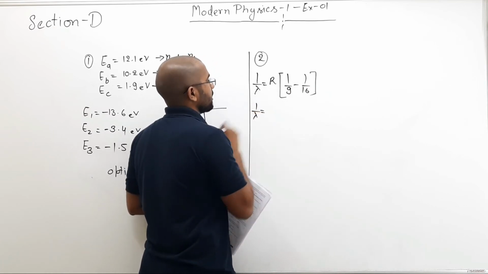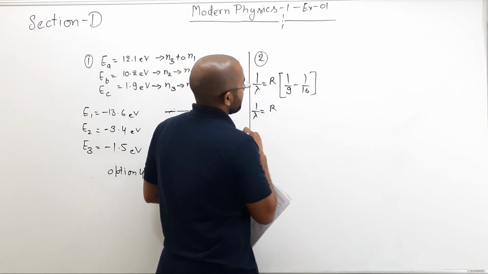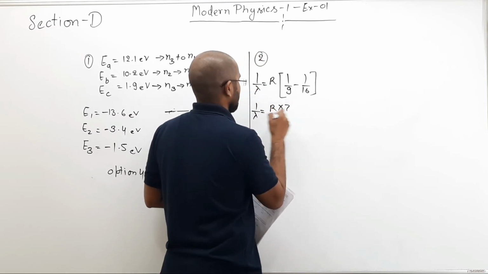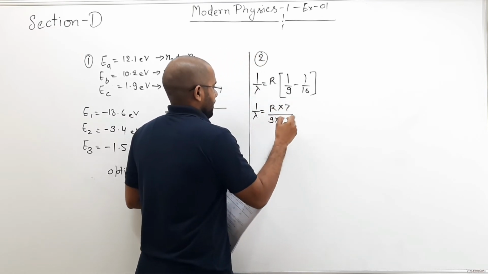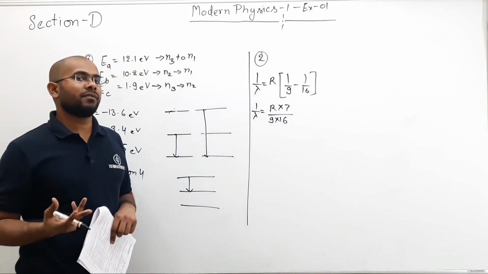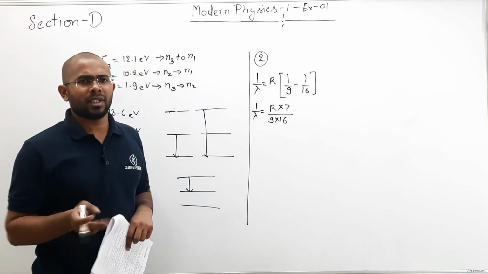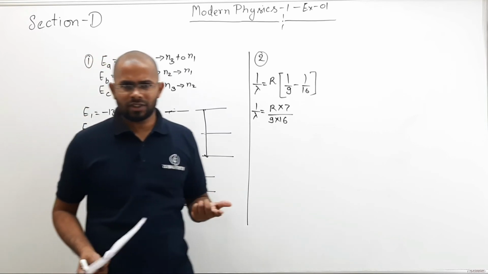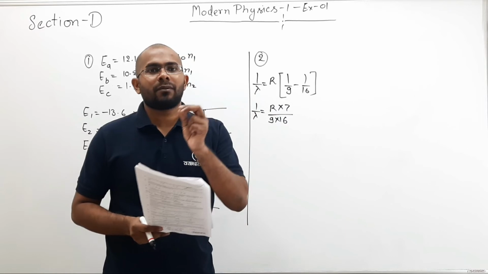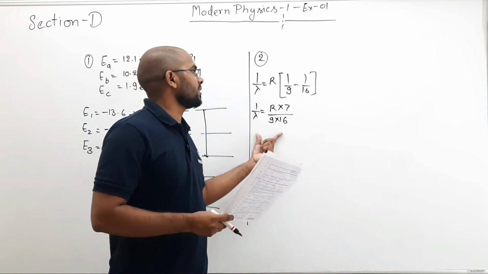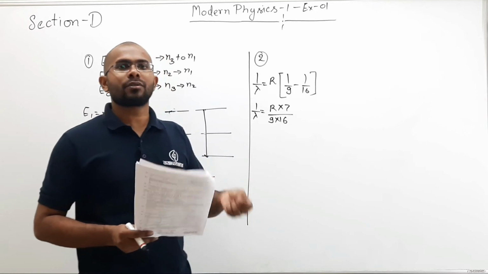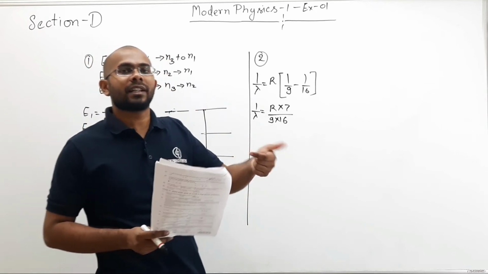1 by lambda equals R times (16 minus 9) by (9 into 16), that is 7 by 144. This much. And what is the energy of the photon emitted? Hc by lambda, that is 1 by lambda multiplied by Hc. Hc is a constant. Now if the energy of the photon has to be less than this energy, then this value should be less. 1 by lambda should be less, or lambda should be greater.